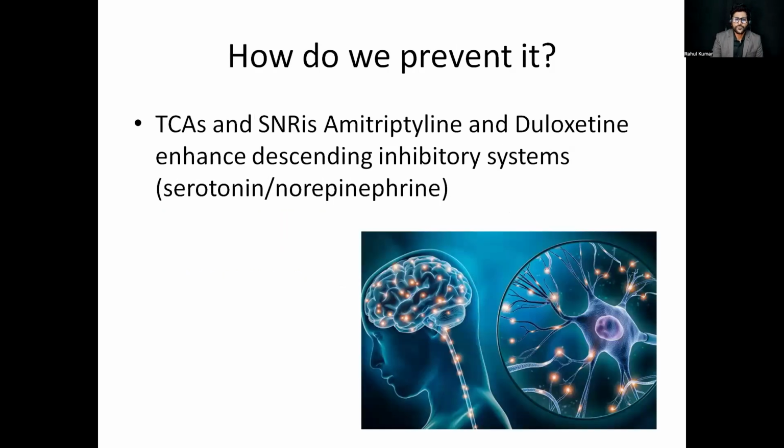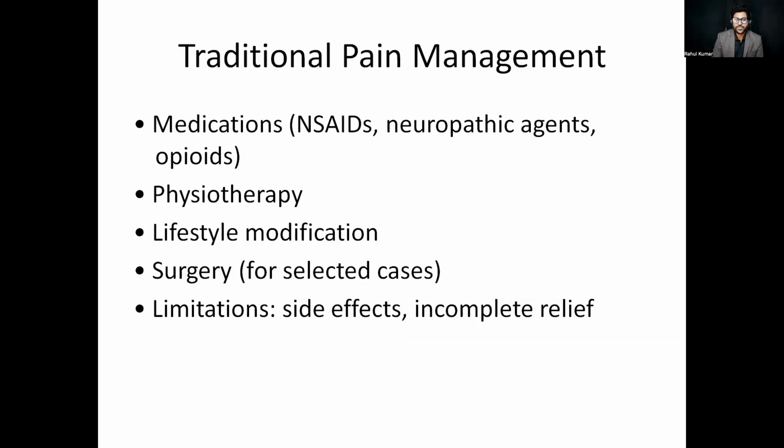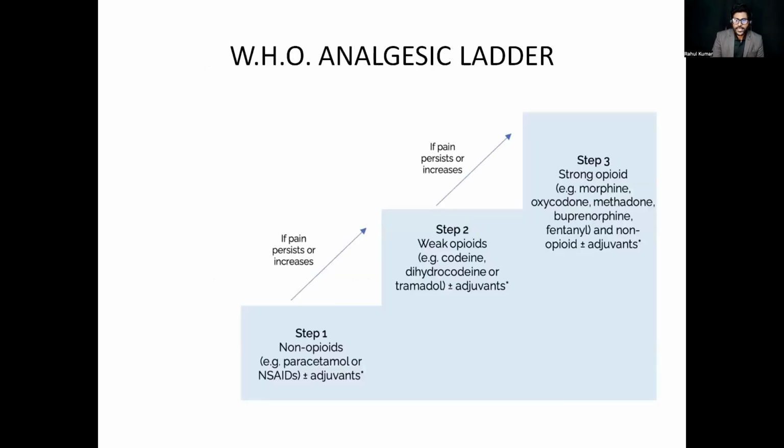Over a long time, people have contemplated how to prevent this, and then we understood that TCAs and SNRIs, along with the traditional pain management, where you start with medications and interventions, you also start SNRIs in a way to modulate and reduce that pain so neuroplasticity can be prevented. Traditional pain management generally includes medications. Then you go to physiotherapy, lifestyle modification, surgery, and this is all pretty much intuitive at this point. The WHO analgesic ladder guides us on how judiciously we should use our analgesics. Always start with the most basic ones and then go towards weak opioids and strong opioids.